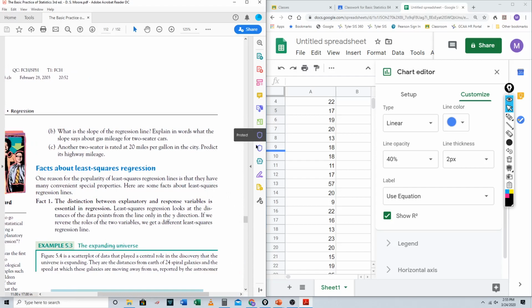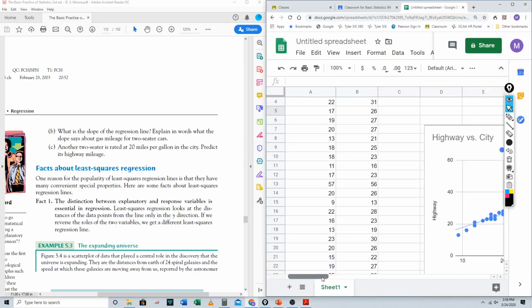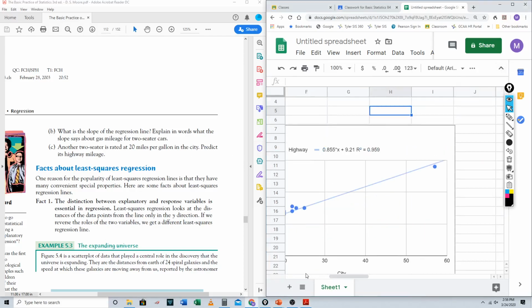So part B says, what is the slope of the regression line? Explain in words what slope says about gas mileage of the two-seater cars. So they want us to do those two things. So I'm going to close that. So, let's get right in. Let's go with purple. I like purple.